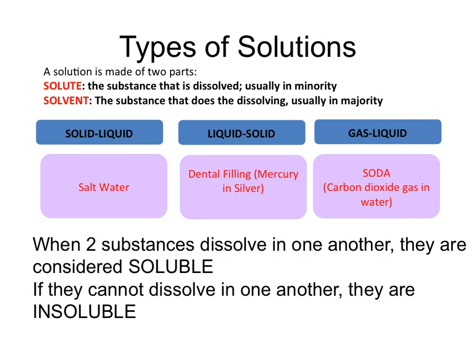It is a solid dissolving into a liquid. But there are other scenarios that can happen. Liquids can dissolve into solids, gases can dissolve into liquids, liquids can dissolve into liquids, and so forth. We will look at some examples in this slide and in the next. If a substance cannot dissolve into another substance, then it is considered insoluble. A good example of this would be sand and water.